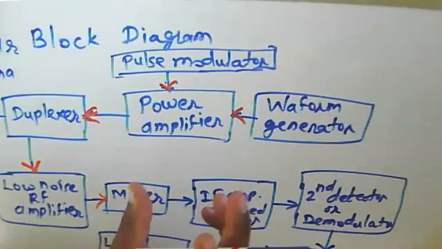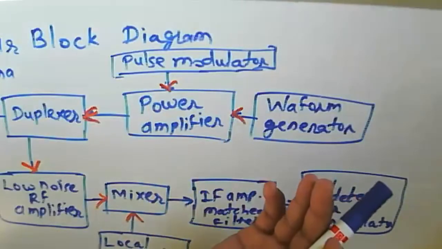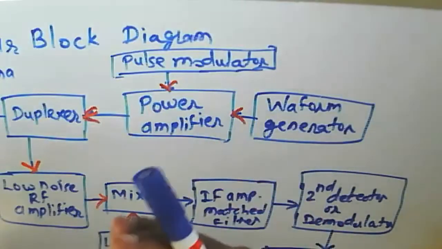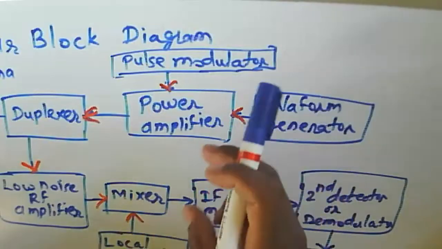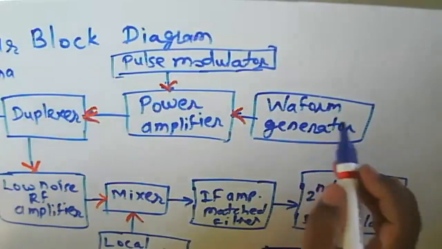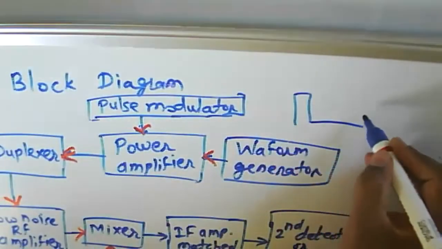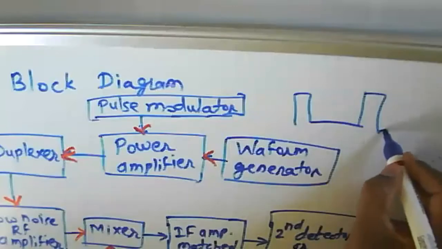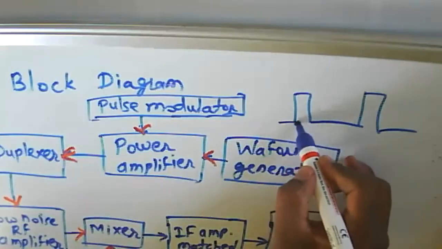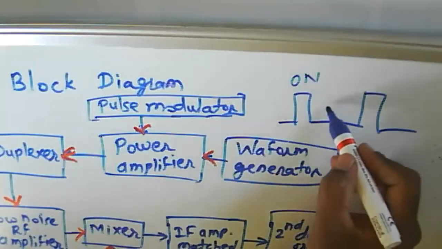This way we can generate a single signal, or a single pulse, and then we consider how that pulse is to be transmitted. Generally a radar signal is a pulse. Whenever we send one particular pulse, that pulse is on, and then the pulse is off.